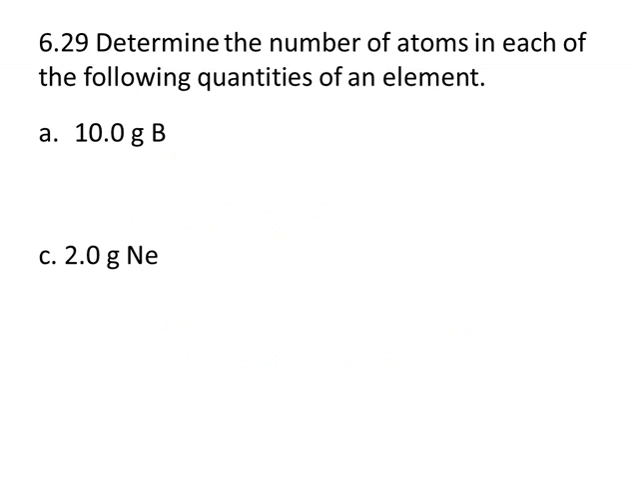All right, number 29. Determine the number of atoms in each of the following quantities of an element. So now it's asking me for atoms. And in letter A, I've been given 10 grams of boron. So I'm going to start with what I'm given, 10.0 grams of boron. And I have to think about how I can get to atoms. Well, I know that there are 6.022 times 10 to the 23rd atoms in 1 mole of any substance. Not any substance, any substance of which it's only present as atoms.